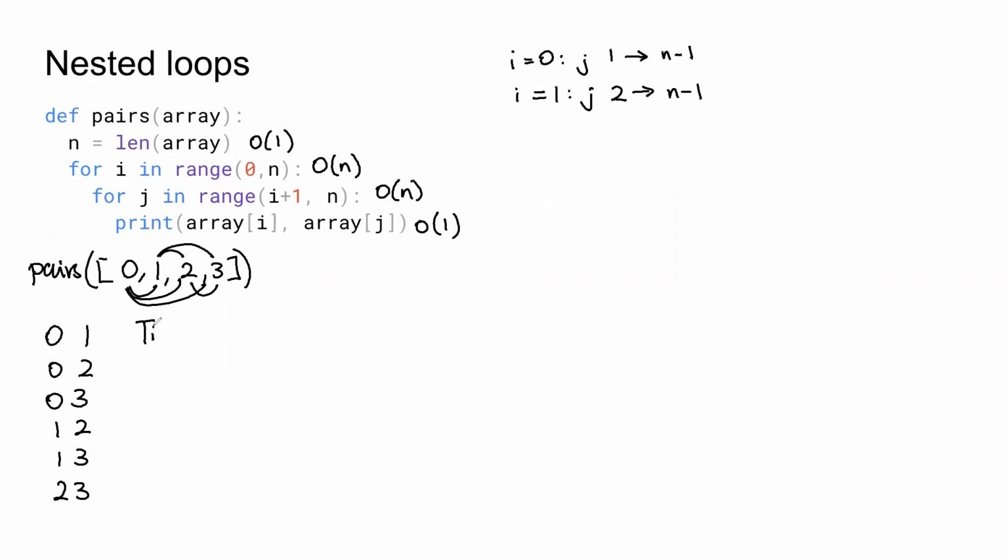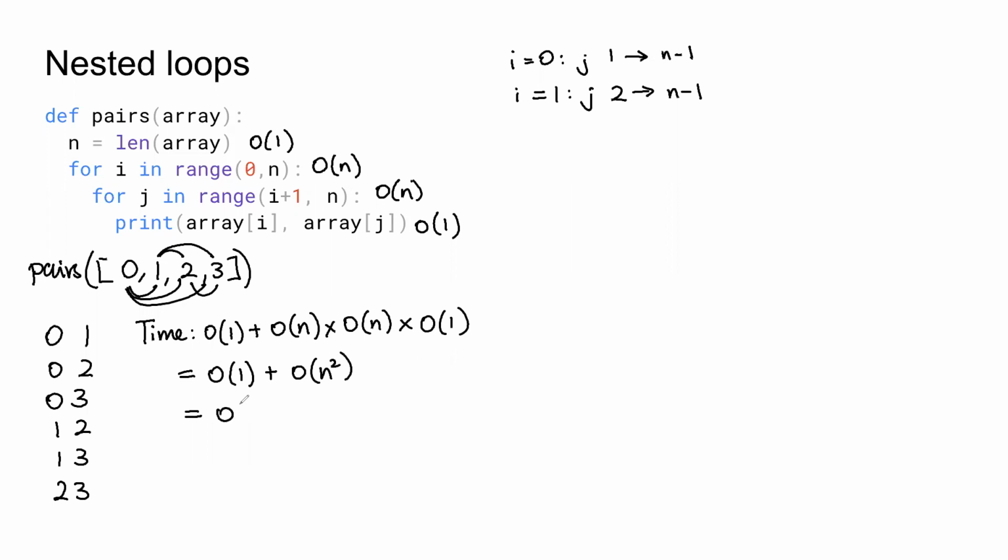So let's add that all together. We have O of 1 plus the outer loop O of n multiplied by the work in the inner loop O of n multiplied by that print statement there, O of 1. That is equal to O of 1 plus O of n squared. And we only keep the most dominant term, so that simplifies to O of n squared.